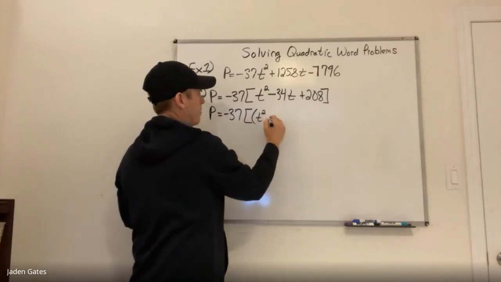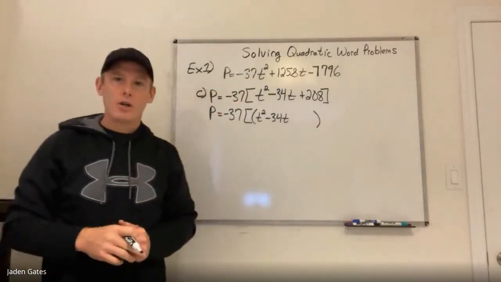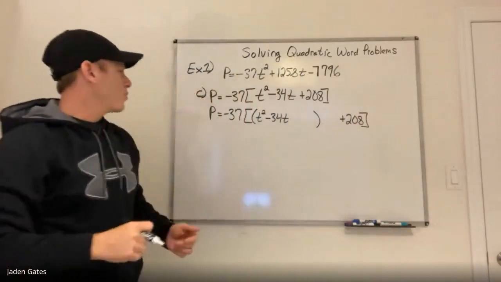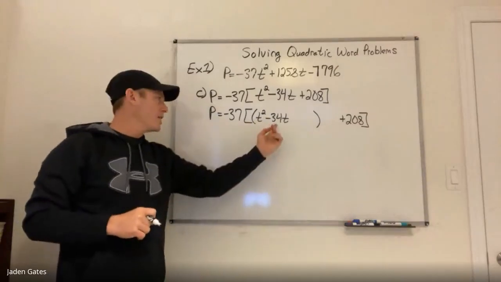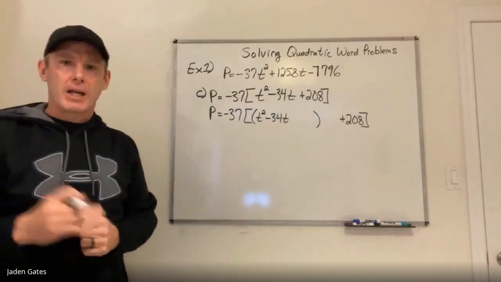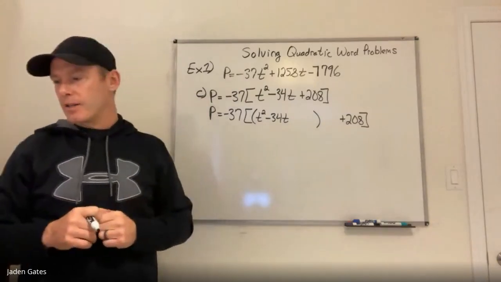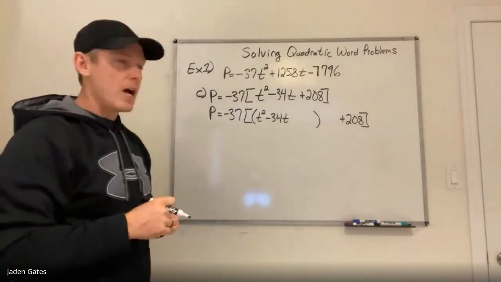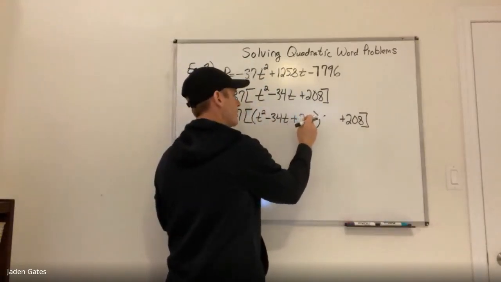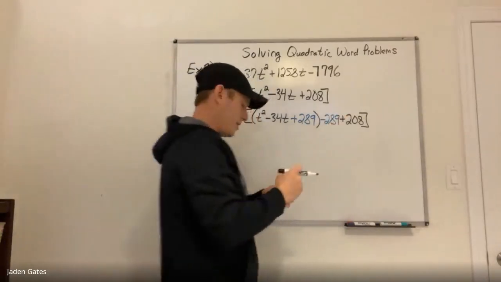All right, so in round brackets, I'm going to put my t squared minus 34t. Again, 208 is not going to be my magic number, so I'm going to throw that over here on the side, plus 208. So again, completing the square, how do I get my magic number that I need? I take that number in front of the T, but this time it's minus 34. I cut it in half, which would be minus 17. And then I square it. So minus 17 times minus 17 is going to be a positive 289. Again, to balance it out, I'm going to put a minus 289 there.